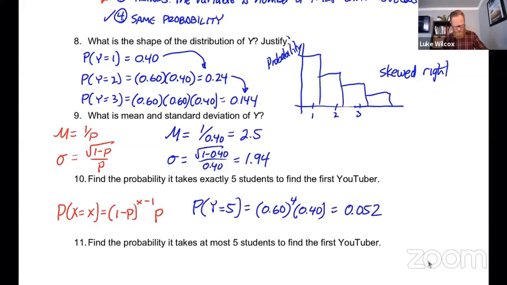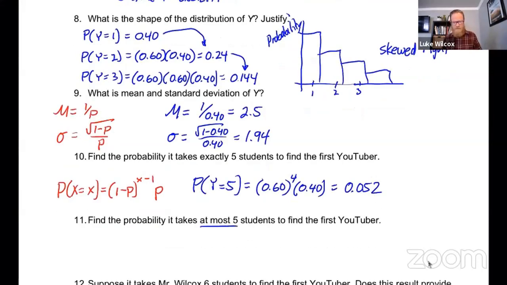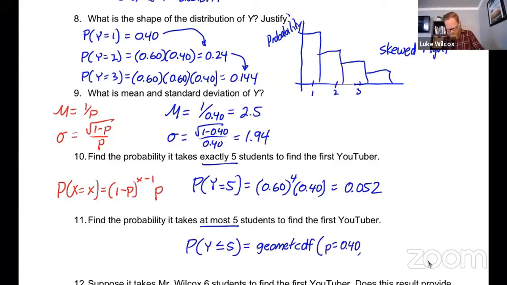All right, moving on to number 11, the probability that it takes now at most 5 students, which is different than exactly 5 students. So now I'm looking for the probability that y is less than or equal to 5. Well, I could just find 5 and 4 and 3 and 2 and 1 and add them all together. But once again, just like for binomial, there is a calculator function which can help us here, which is called geometCDF. And the arguments that you need to know for the calculator here, you have to tell it the probability of success, 0.40, and you have to tell it the number of trials there, which would be 5. And let's go ahead and see what the calculator is going to give us here.